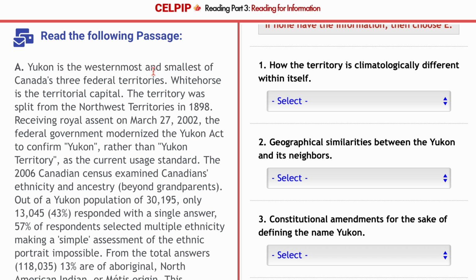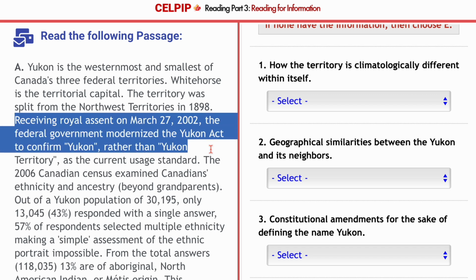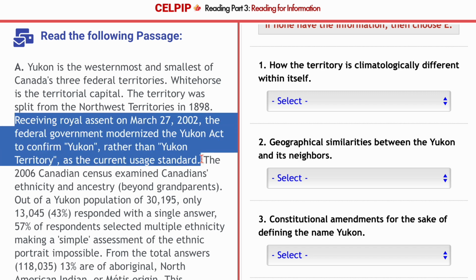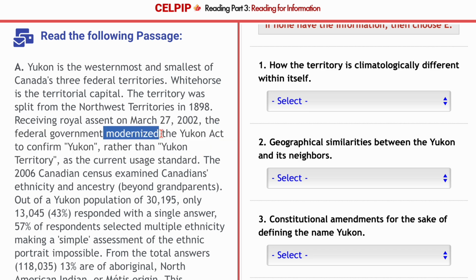Yukon is the westernmost and smallest of Canada's 3 federal territories. Beautiful place, I really want to go there. Whitehorse is the territorial capital, so the capital of the territory. Area means territory. The territory was split from the Northwest Territories in 1898. Receiving royal assent on March 27, 2002, the federal government modernized the Yukon Act to confirm Yukon rather than Yukon Territory as the current usage standard. So it's just saying here that they changed the name from Yukon Territory to Yukon in 2002. Modernized it.